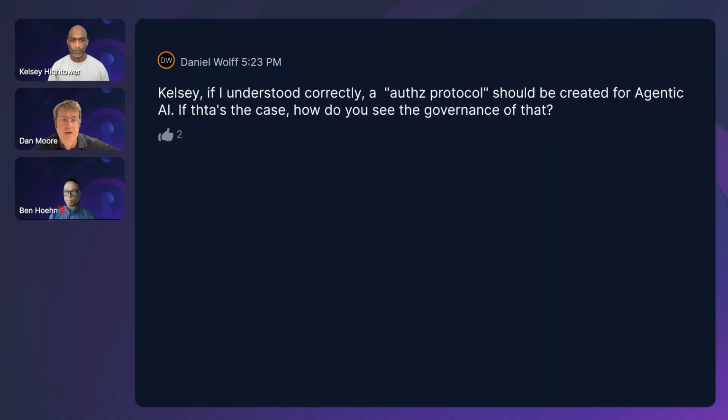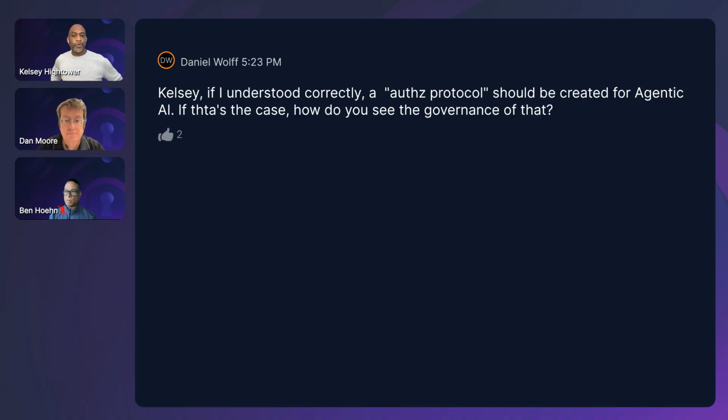Thank you for bringing the question. I don't know if we can see that whole thing, but basically the question was, if I understood correctly, an Auth protocol should be created or at least leveraged for agentic AI. How do you see the governance of that kind of protocol happening? Yeah, that's a great question.